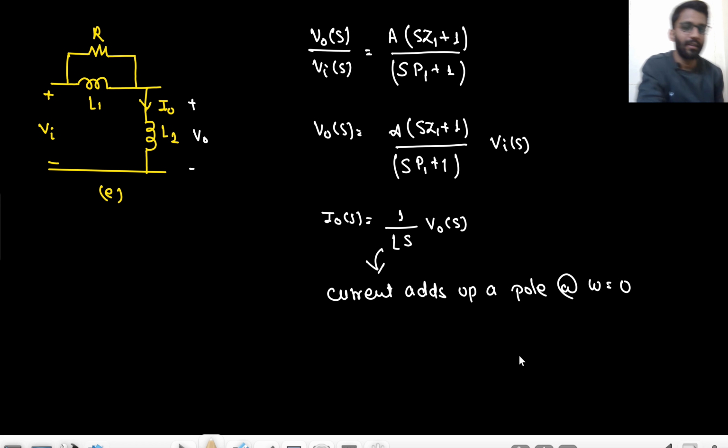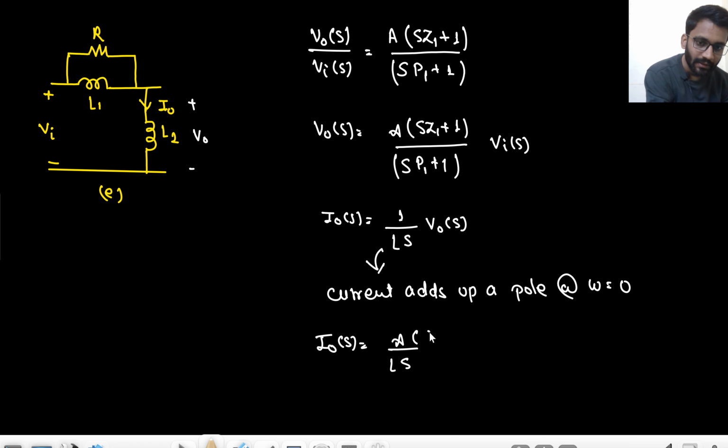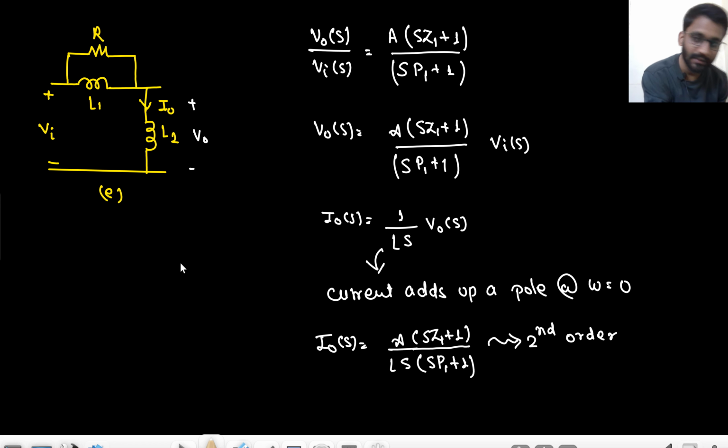Are you getting my point? So what would be your I naught S? Your I naught S would be A upon LS into (S upon Z1 plus 1) upon (S upon P1 plus 1). This is a second order circuit. So for current, this is a second order circuit.